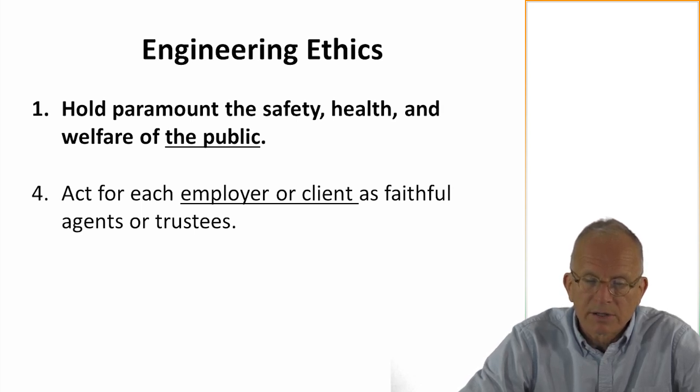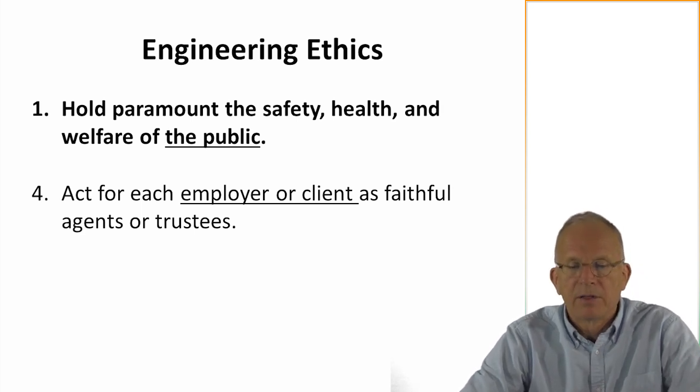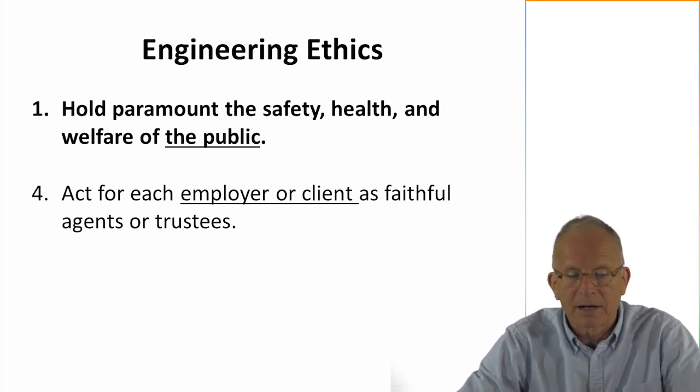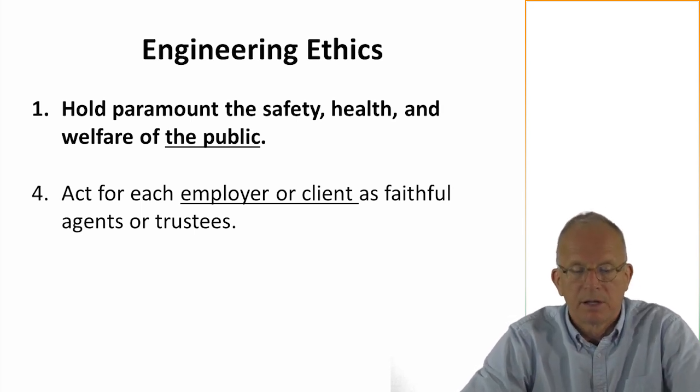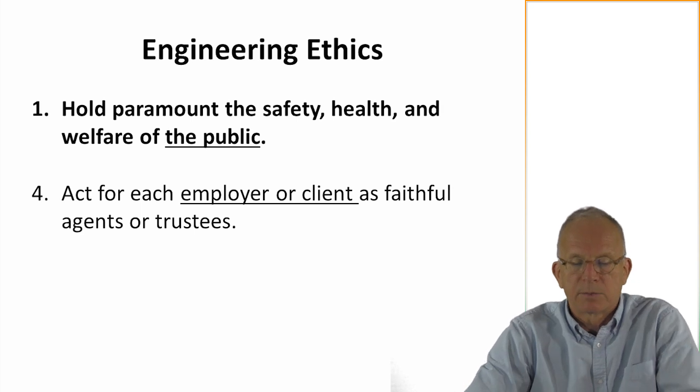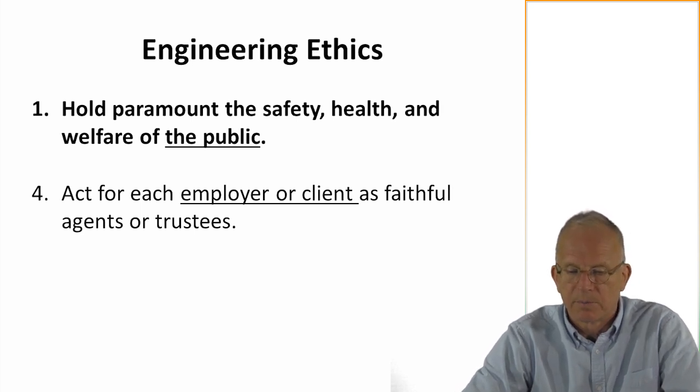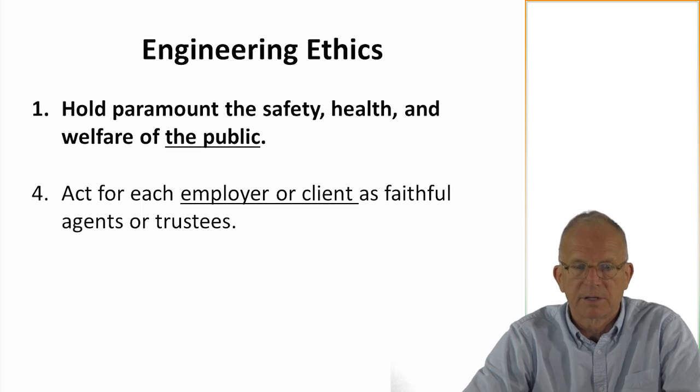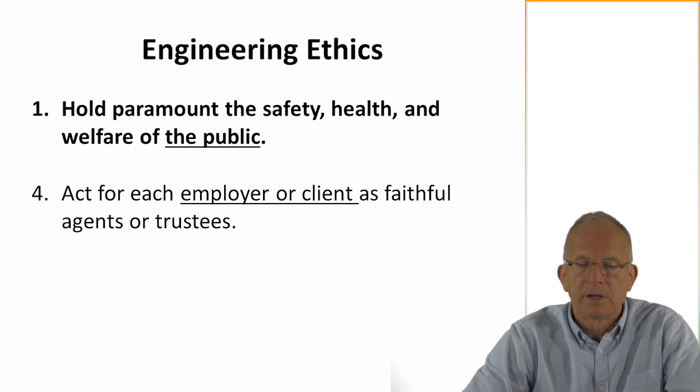So engineering ethics, the number one, the top canon, is to hold paramount safety, health, and welfare of the public. It's not until we get to number 4 that it's act for each employer or client as faithful agents or trustees, and the ones in between talk about working in your area of expertise, and also what to do in the case of conflict. But as an engineer, our first job, first responsibility, is to the safety, health, and welfare of the public.